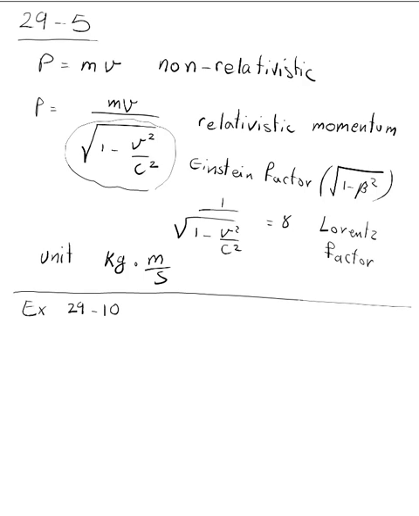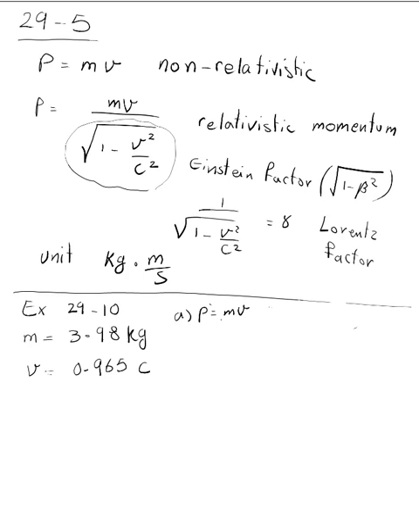Let us take a look at exercise 29.10, which says: A, find the classical, and B, the relativistic momentum of a 3.98 kilogram mass. So m is 3.98 kilograms, moving with the speed of 0.965 c. Part A, find the classical momentum, and part B, find the relativistic momentum.